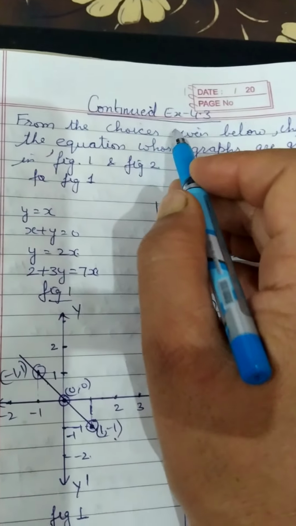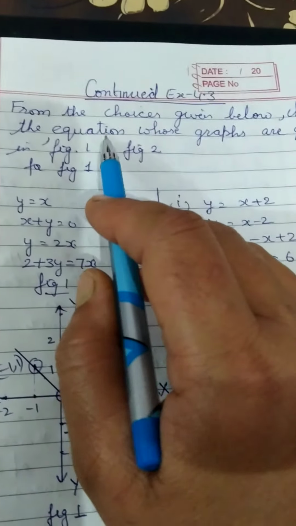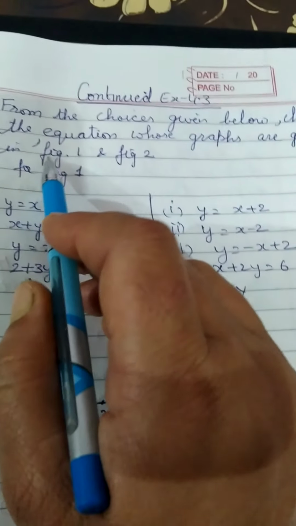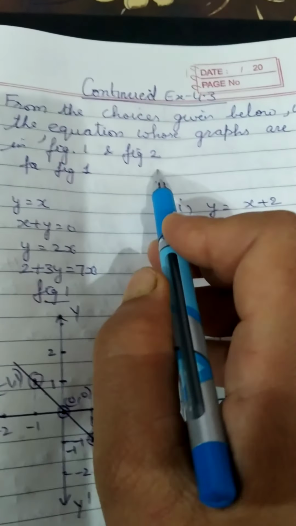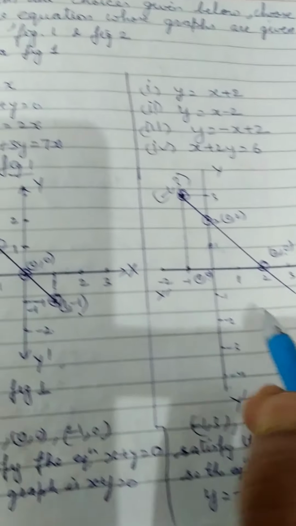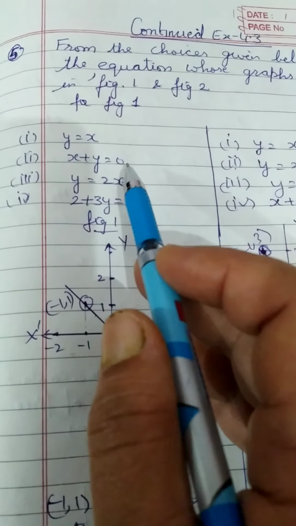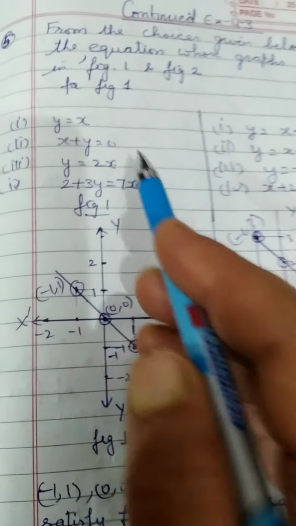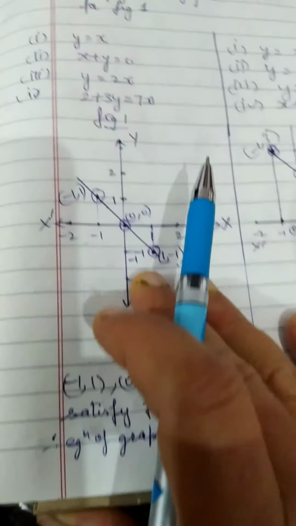Today I am continuing exercise 4.3. Question number 5. From the choices given below, choose the equation whose graphs are given in figure 1 and figure 2. Figure 1 is this one and figure 2 is this one, and here are the options given. From these options we are to tell which of these lines is satisfying this graph and which of these lines is satisfying the other graph.